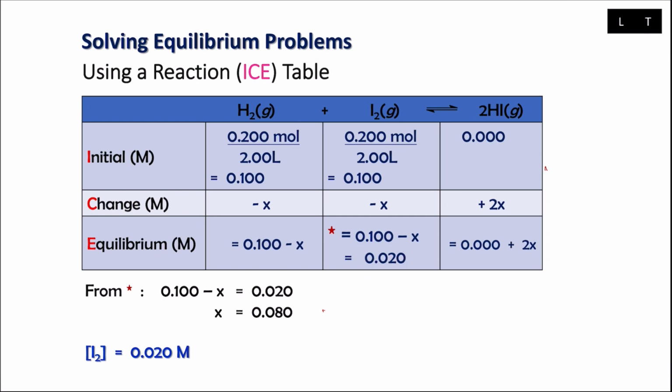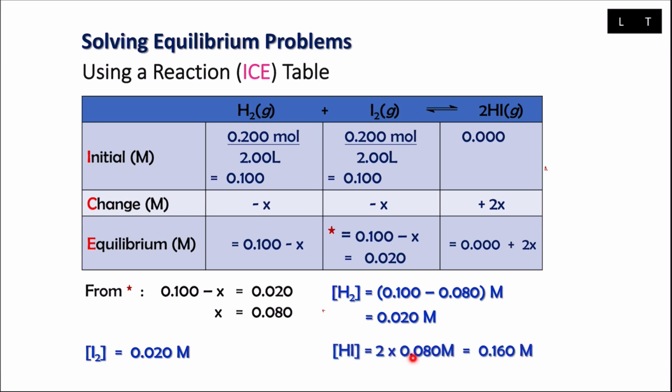And then concentration for H2, saya masukkan 0.1 minus 0.08. So you have 0.02. And then untuk concentration HI, saya ada plus 2x. So maknanya 2 darab dengan 0.08, you have 0.16 molar. So, ini adalah concentration untuk semua species.